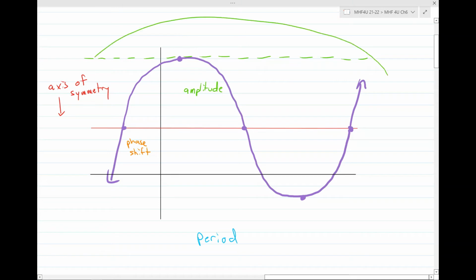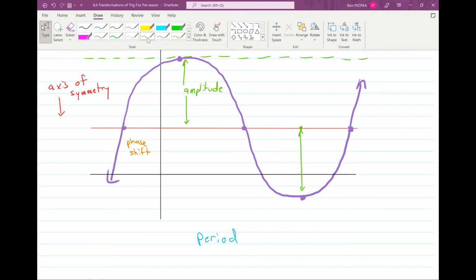So if I look here at a sinusoidal function, I'd like to point out these characteristics because they should be a review from grade 11. Your amplitude is measured from the axis of symmetry, which is the middle of your curve, up to the highest point, or from the axis of symmetry down to the lowest point. So this here is your amplitude. They'll both measure the same.